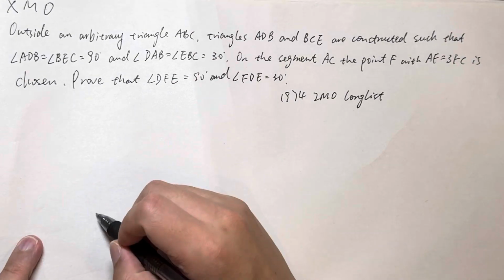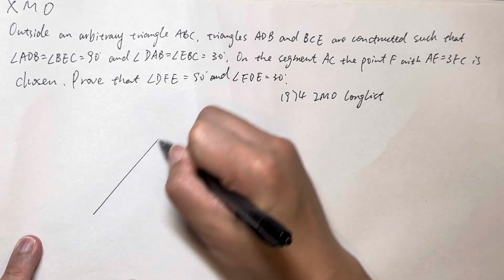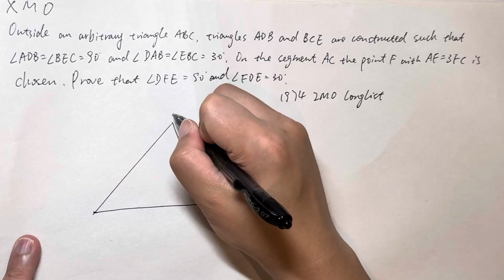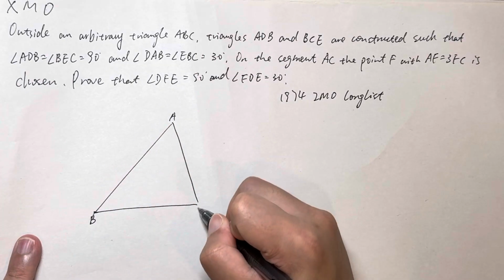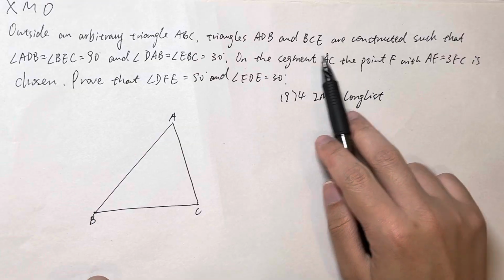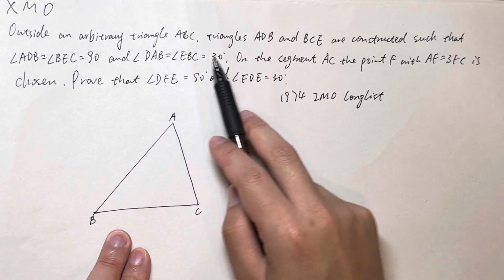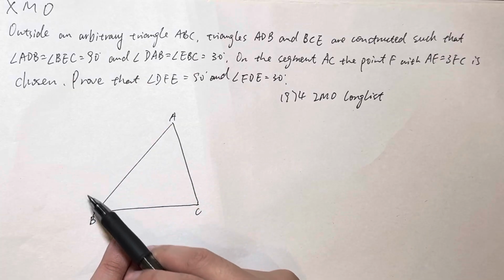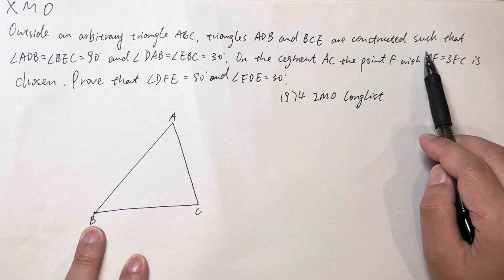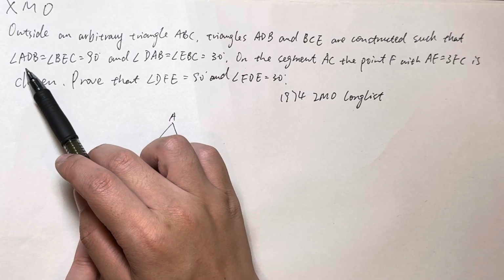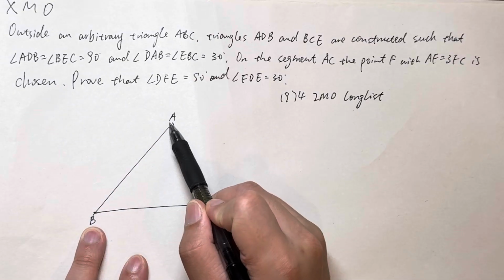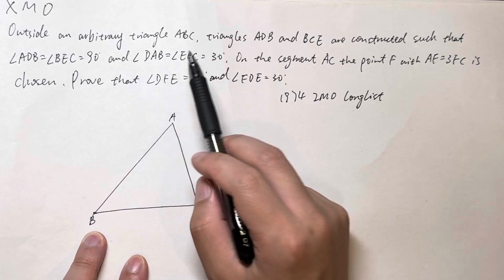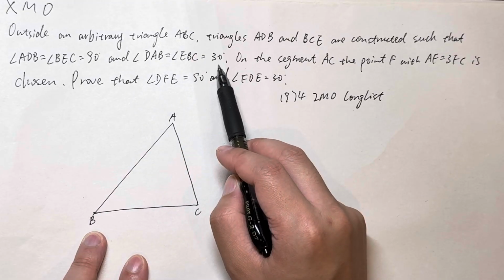So let's just draw an arbitrary triangle first. We have triangle ABC here. And we want to construct two triangles. One is ADB. You can think about ADB being here. And we have to satisfy the conditions that angle ADB equals 90 degrees, which means that triangle ADB is a right triangle, and angle DAB equals 30 degrees.